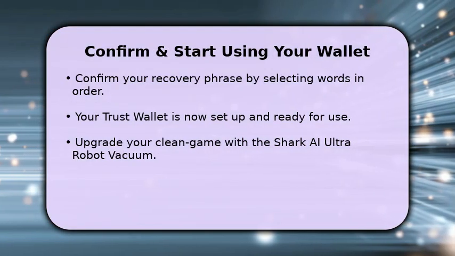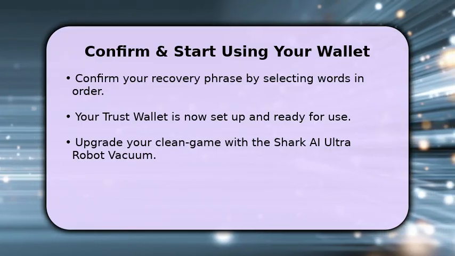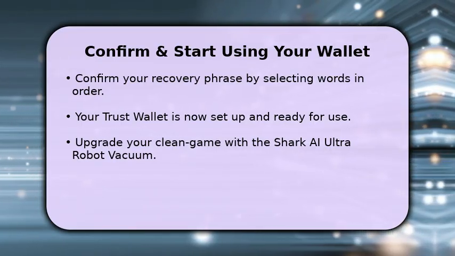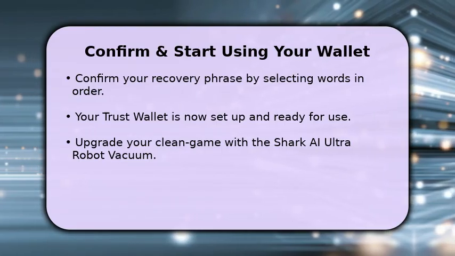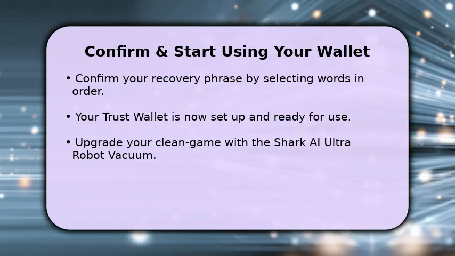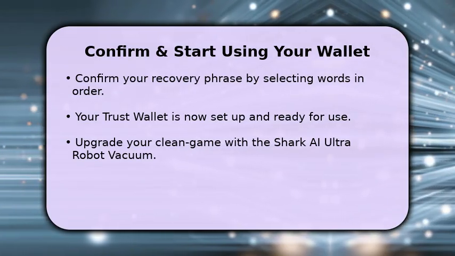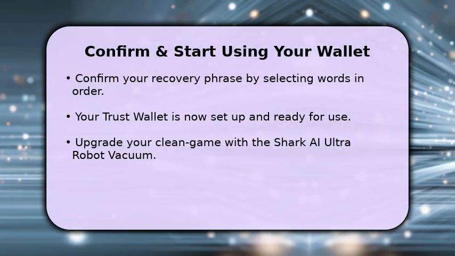After writing down your recovery phrase, the app will ask you to confirm it by selecting the words in the correct sequence. This verifies you've recorded it accurately. Once confirmed, your Trust Wallet is successfully set up and ready for you to manage your digital assets. You can now send, receive, and explore various cryptocurrencies.